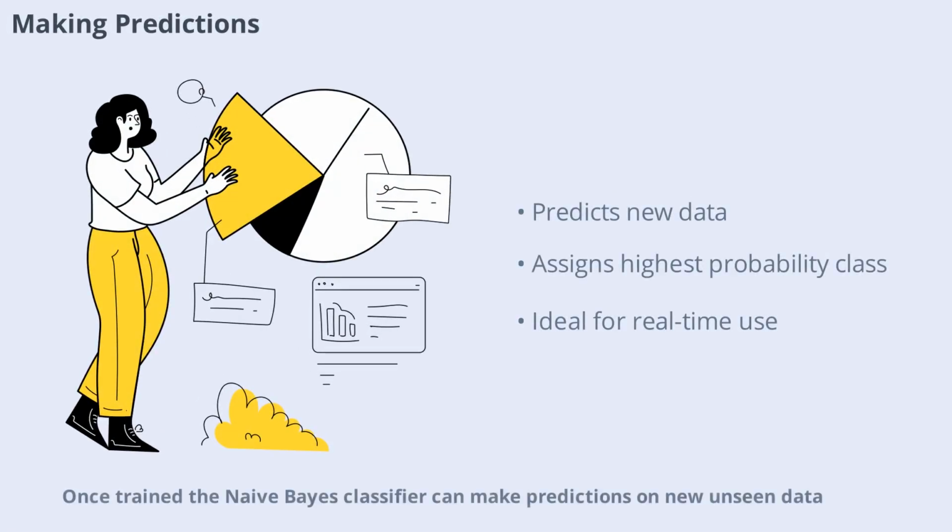Once trained, the naive Bayes classifier can make predictions on new, unseen data. It calculates the probability of each class for the input features and assigns the class with the highest probability. This makes it ideal for real-time applications where quick decisions are needed, such as spam filtering or fraud detection.